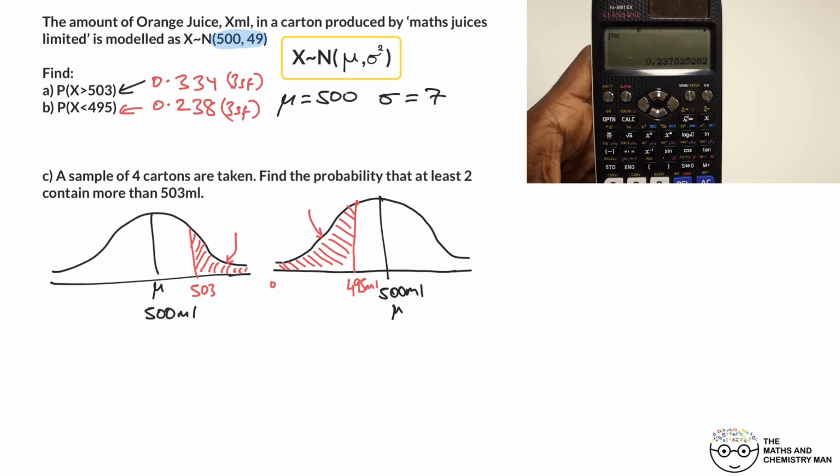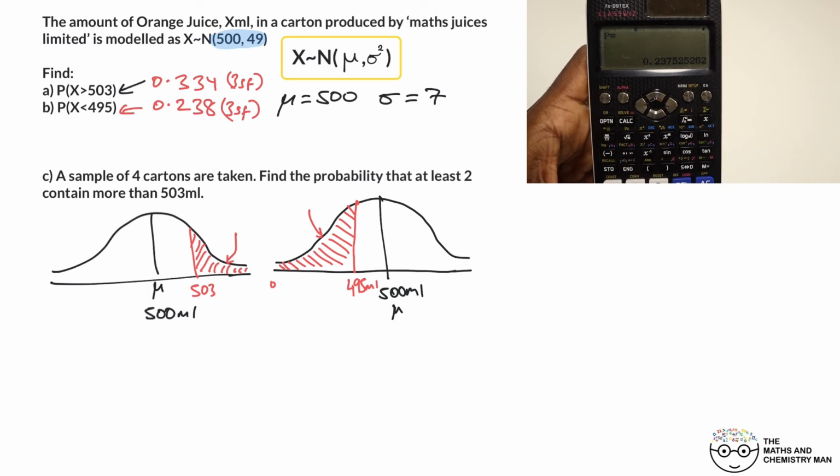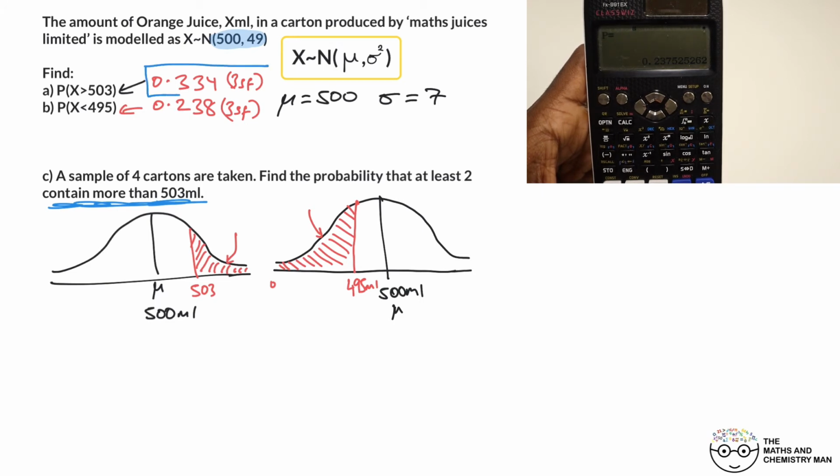Now for the last part, part C. We've got a sample of 4 cartons taken, and we need to find the probability that at least 2 contain more than 503 milliliters. Now what you will notice is we've already worked out the probability of one of these cartons having more than 503 milliliters. We actually worked it out there in part A.